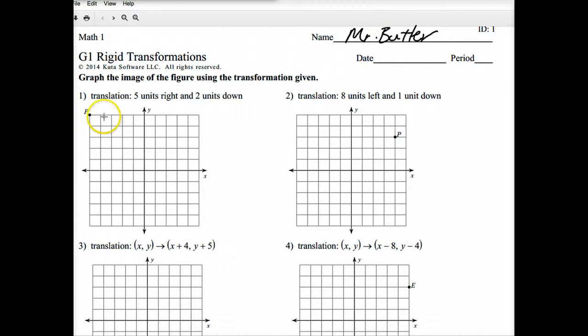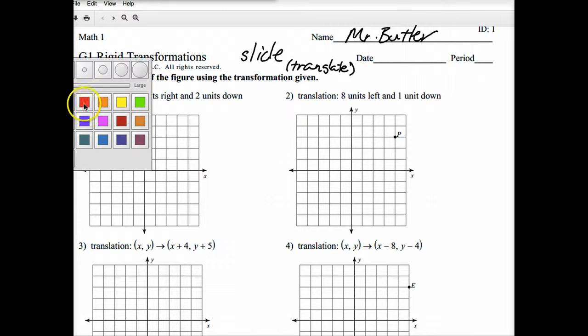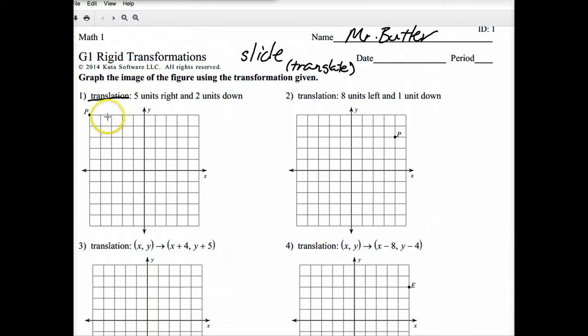Now we're going to start off with just the easy one. It's the slide, more formally known, I should say, a translation. So we're going to translate, is our math term there. So when it says translation, that's really just meaning a slide. But where are we going to slide to? Well, let's use some color in here so we can differentiate.